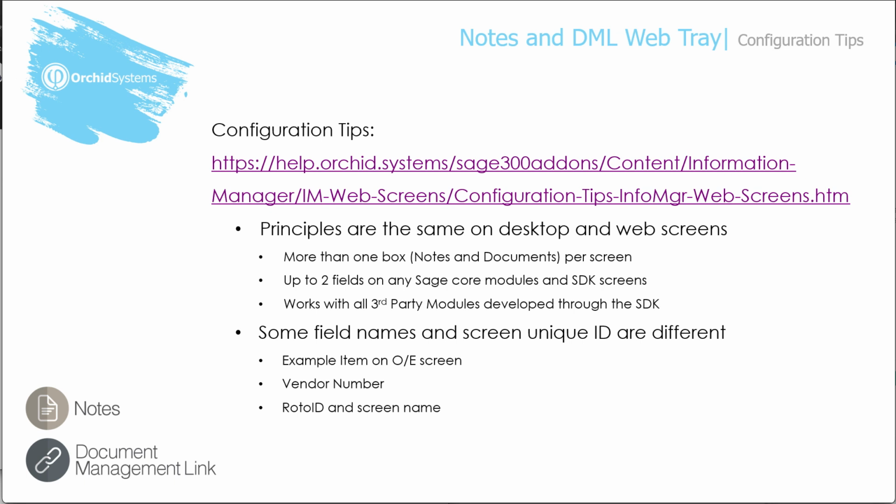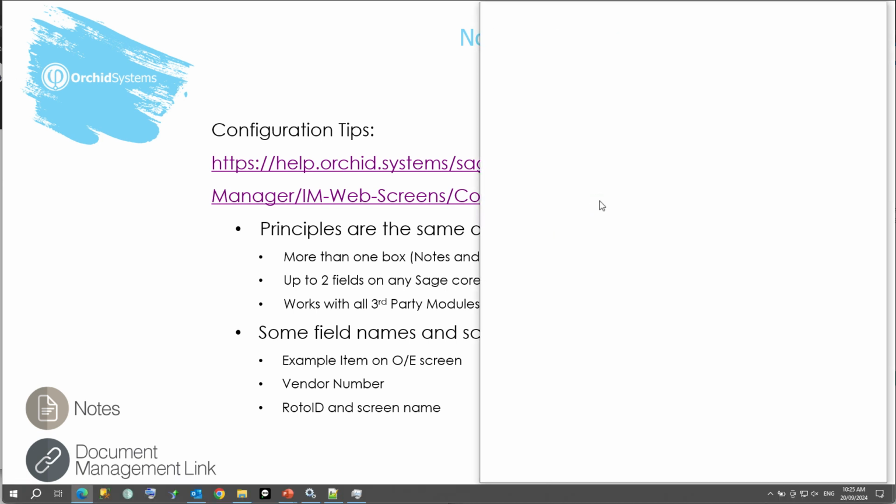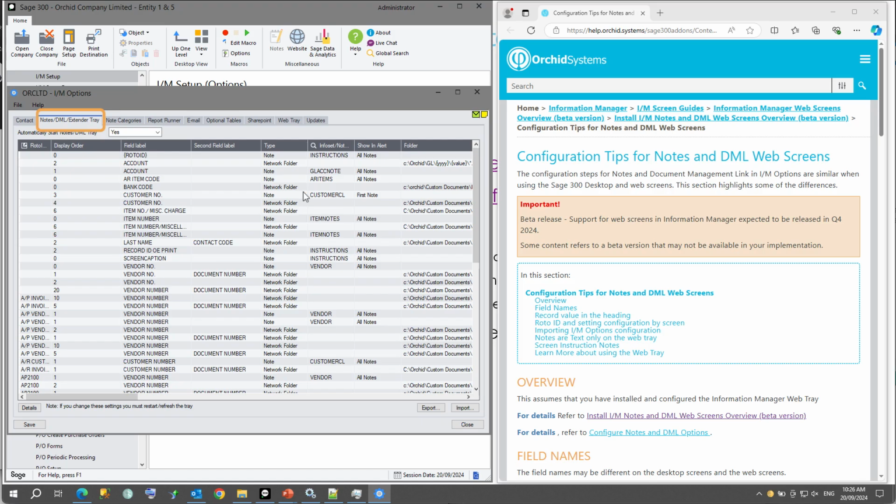The vendor number field on the vendor activity screens, and the item in the OE list. The other difference is that there is no rotor ID on the web screen. So if you want to restrict some configuration by screen, you need to use the screen name for the web screens. The main tips are documented in the help. Let's look at a few example configurations in IM Options, Notes, DML Extender Tray.